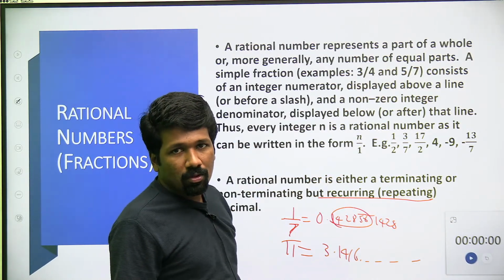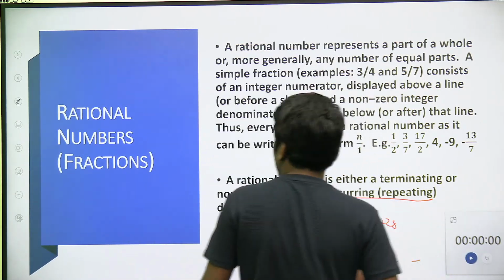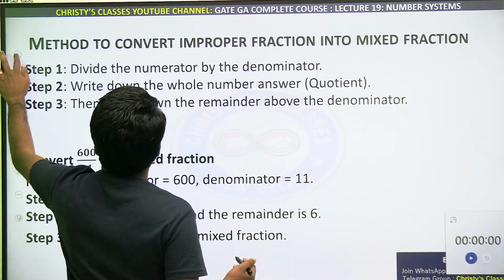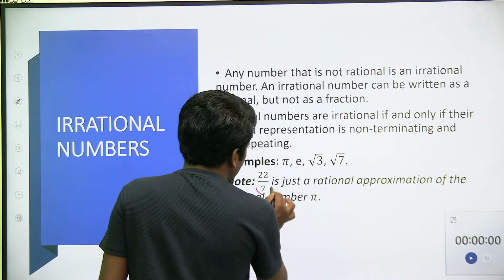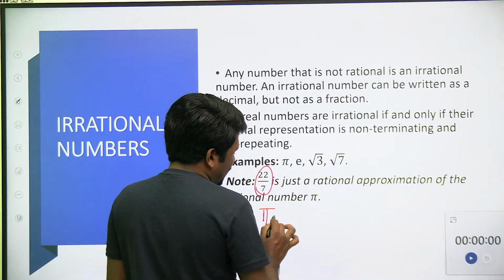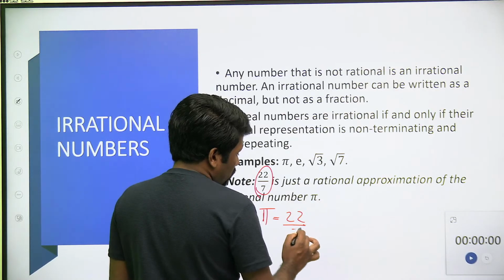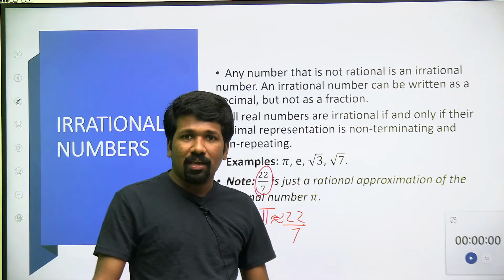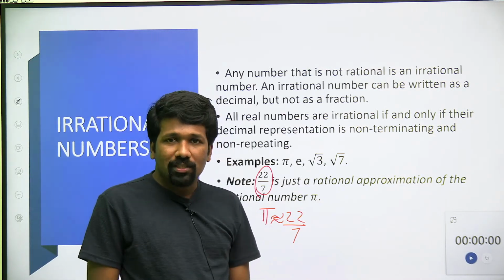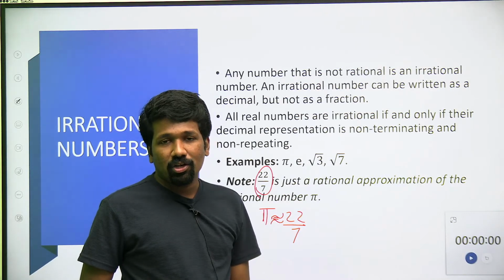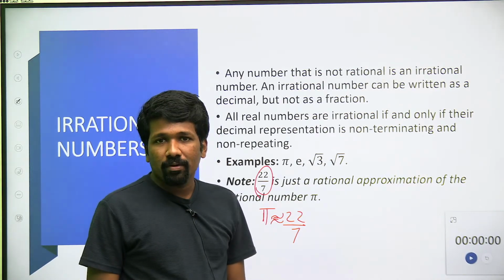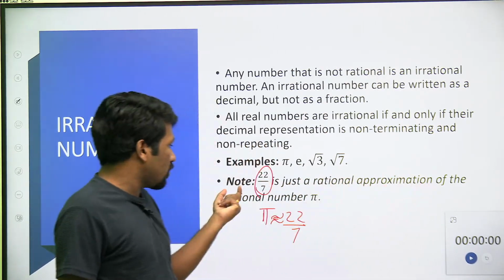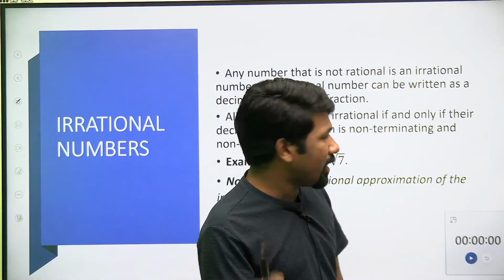Na? Look at this example. 22 by 7 is approximately pi. Some people think pi is exactly 22 by 7. That is totally wrong. Pi is approximately only 22 by 7. Because if pi is 22 by 7, pi became a rational number, na, क्योंकि 22 by 7 तो rational number है. So actually what is 22 by 7? 22 by 7 is a rational approximation of the irrational number pi. Pi is an irrational number.